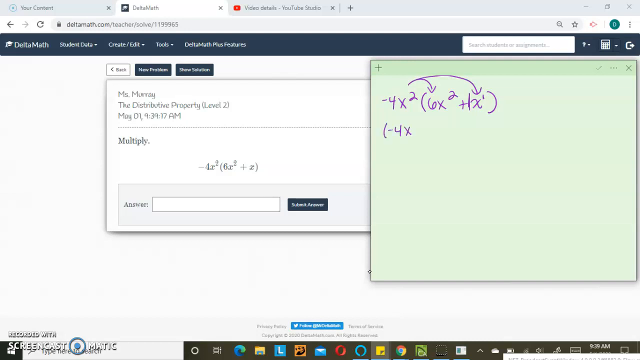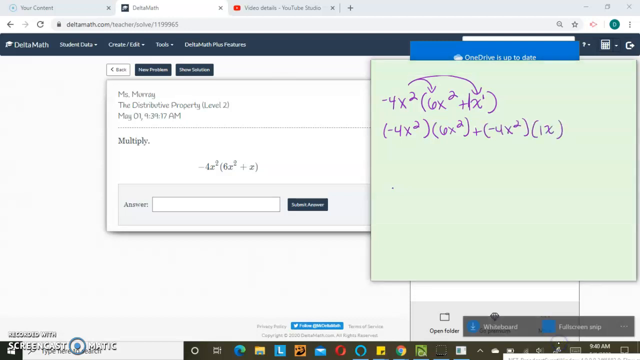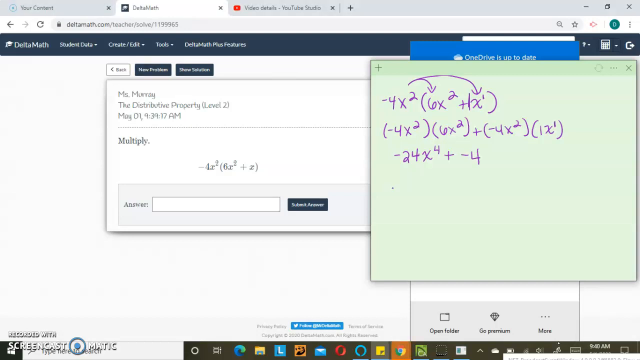So it's going to become negative 4x squared times 6x squared, and then plus negative 4x squared times 1x. So when I multiply my first set, negative 4 times 6 is negative 24. Keep my base the same. I add my exponents, so 2 plus 2 is 4. Plus negative 4 times 1 is a negative 4. X squared, let's put that sneaky 1 in there. I add my exponents. 2 plus 1 is x to the third.